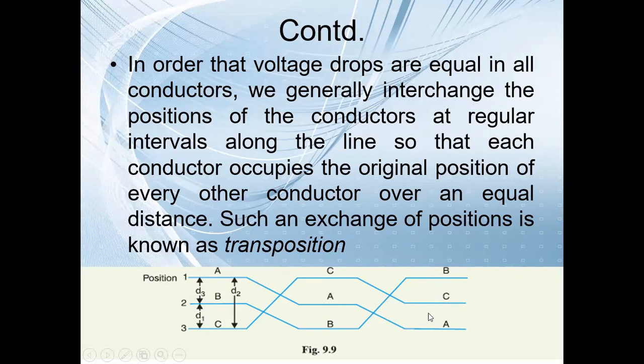Now what will be the objective? If you change the position of the conductors, we will be able to equalize the flux linkage over the total interval. If the flux linkage over the total interval is equal, then your inductance will be equal. If the inductance is equal, then the inductive reactance, the impedance and the voltage drops should all be equal. This particular scheme is known as the transposition of the conductors. This is very, very important, and it normally comes in the exam also.